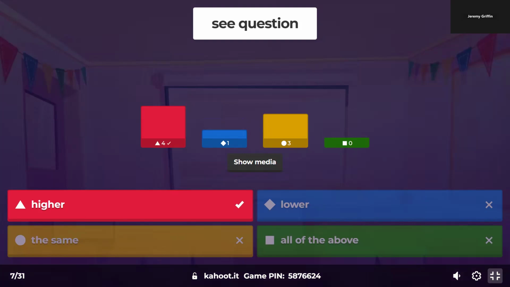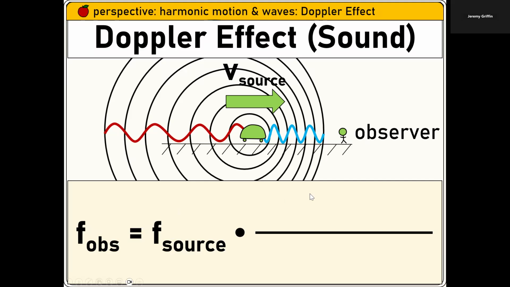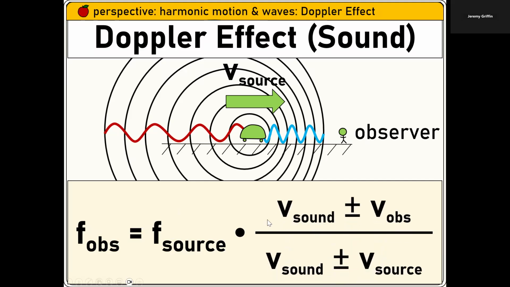What would be a higher frequency? I'm looking for my Doppler. Here's Doppler effect. Isn't that this right here? There was a whole equation that went with it. Right, you could relate, right? But right here you are.